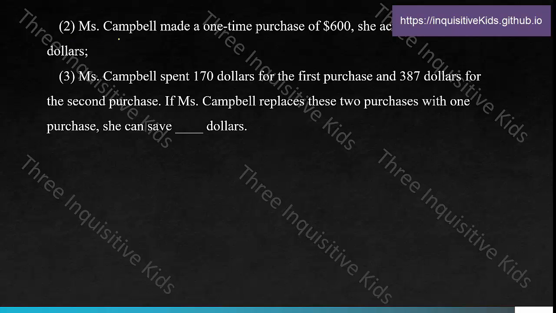So 2. Read all these problems and then solve it by yourself in your notebook. So Miss Campbell made a one-time purchase of $600. She actually paid blank dollars. So we first have here that X is $600.